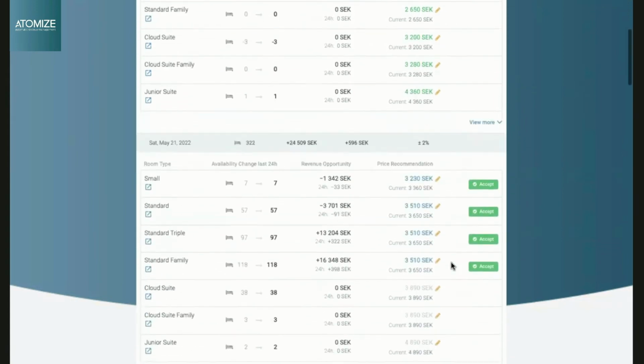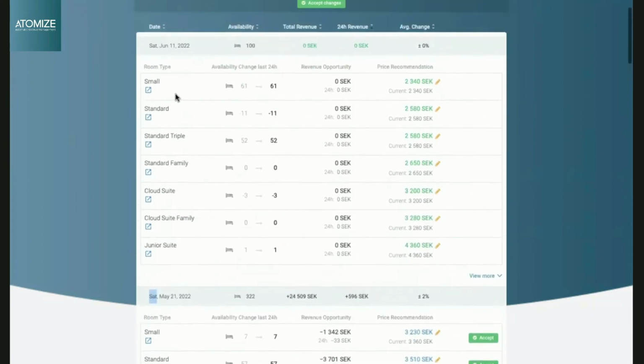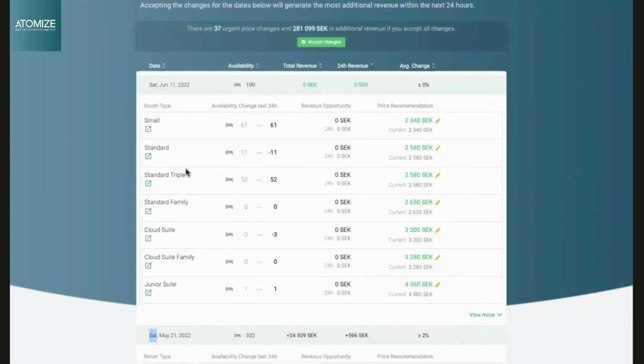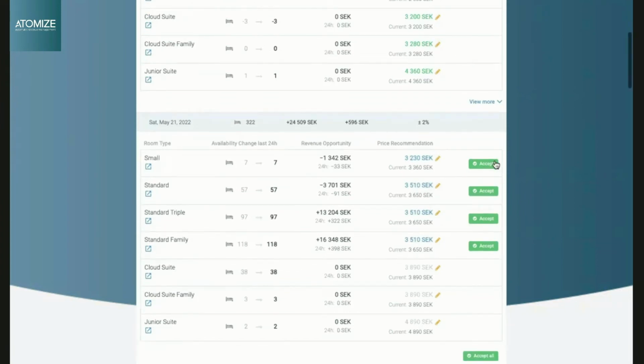And then if we go down to the next one, you can see here that the second most important date is May 21st, which happens to be a Saturday as well, just like up here, right? In this case, it's not big adjustments, but we slightly lower the price. And here you can just cherry pick certain price points if you want to, or accept them all.